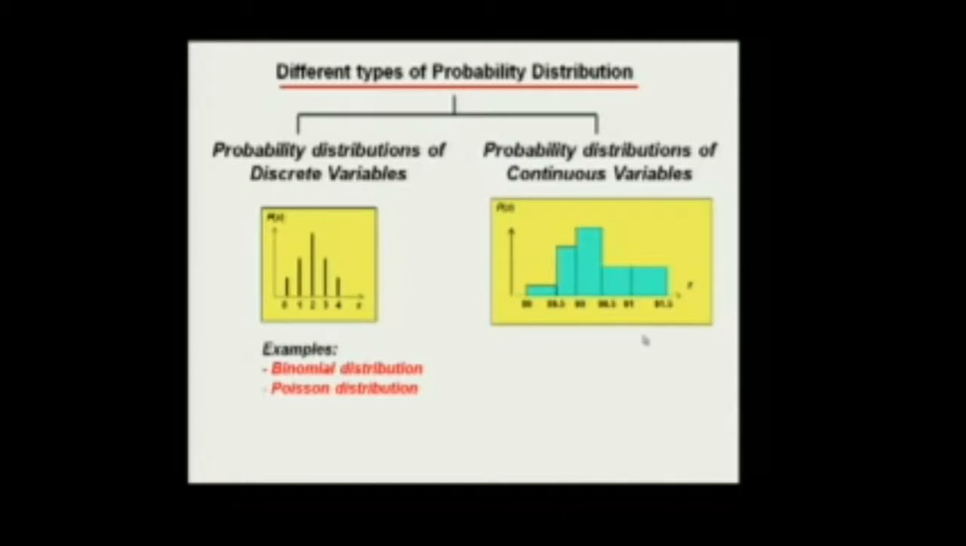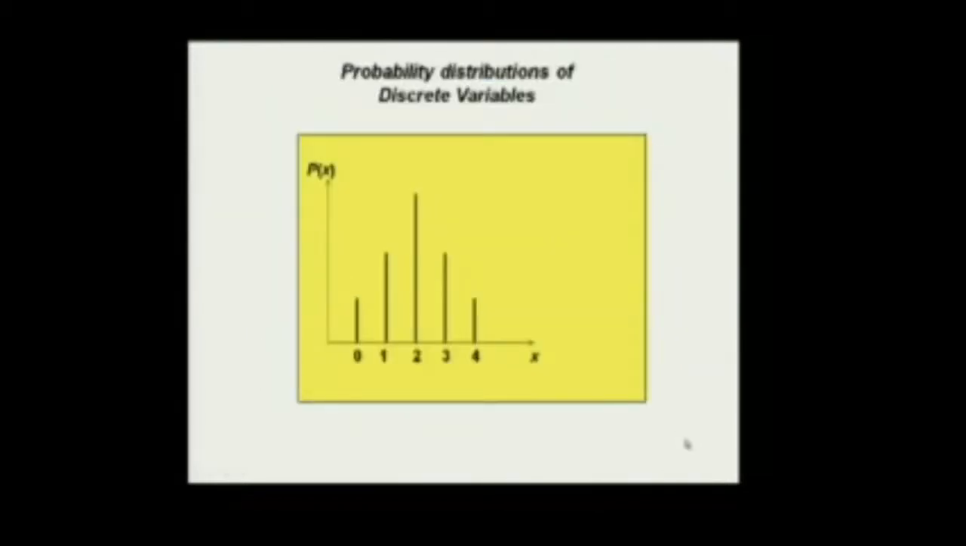Some of the common examples of discrete probability distributions are the binomial distribution and the Poisson distribution. We will discuss these shortly. And some of the common continuous variable probability distributions are the uniform distribution and the normal distribution, which will be discussed in later sessions. So let's start with the probability distributions of discrete variables.